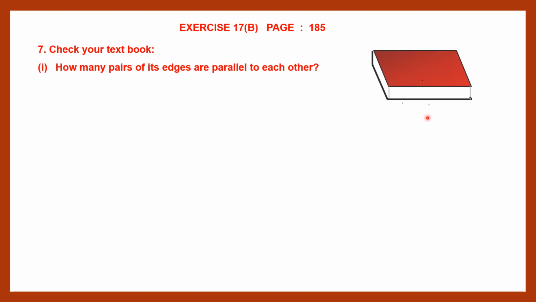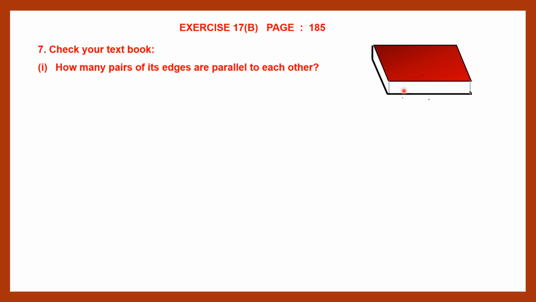So now this is a textbook. Now edges, these are the edges. Okay, this is one edge, this is another edge. Similarly, we have edges here. So these are the edges of the textbook. Now the question is, how many pairs of its edges are parallel to each other? So we know what edges are.